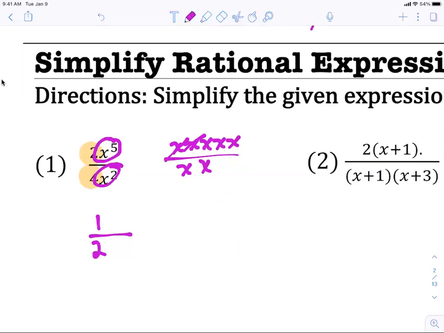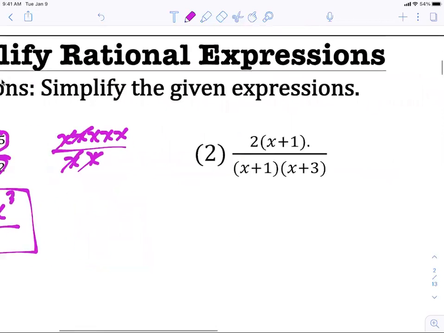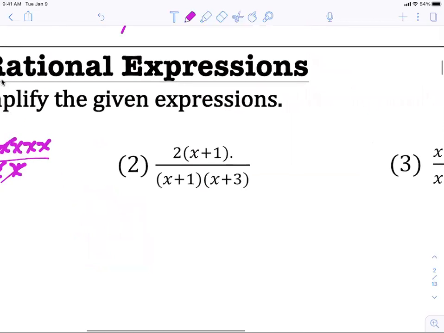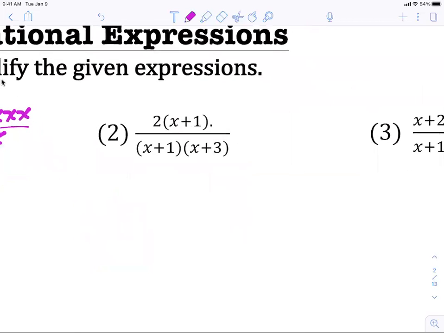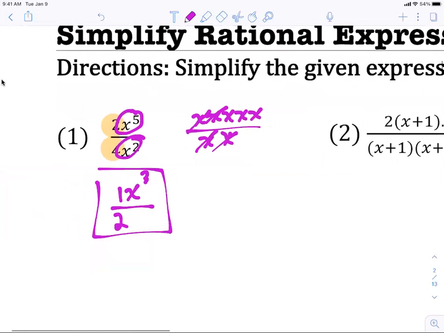If I have 2 x's on the bottom, that's going to cancel with 2 on top, and that's going to leave me with 3 at the end of the day. And once you simplify all possible like terms, that means we're done. Now, if it's something like this, number 2, you have to look at the reason we were able to cancel those x's out in problem number 1 is because they were the same variable.